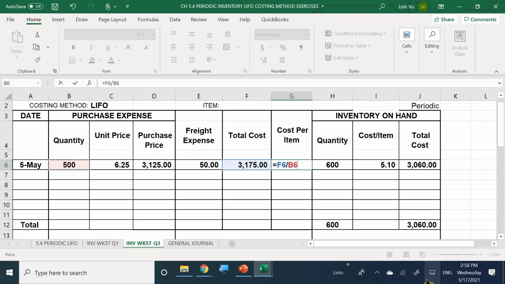3,175 divided by 500. What was that, Nicole? The total cost times quantity? Not times, divided by quantity. Correct. So what did you get, Alan? 6.35. Okay, good.